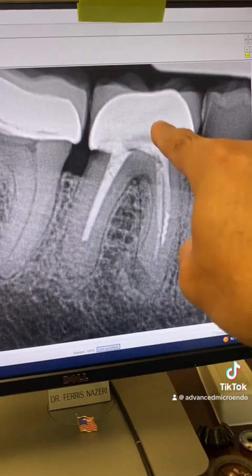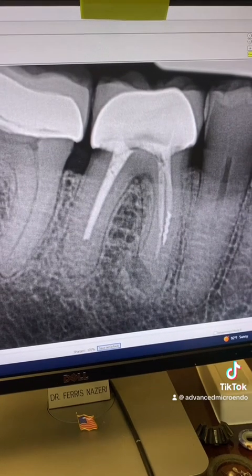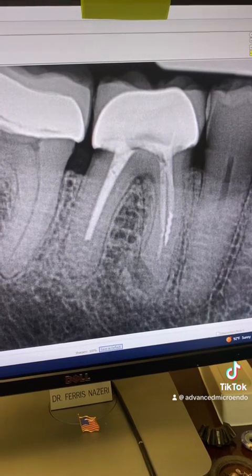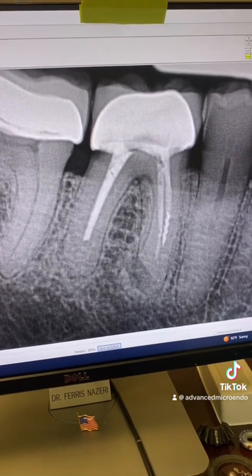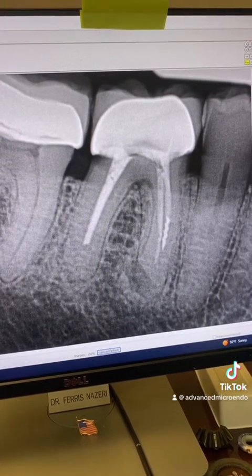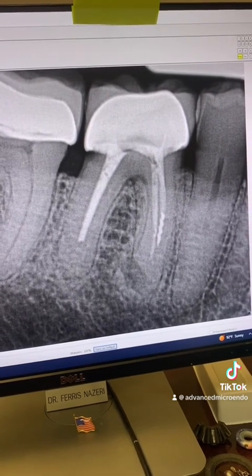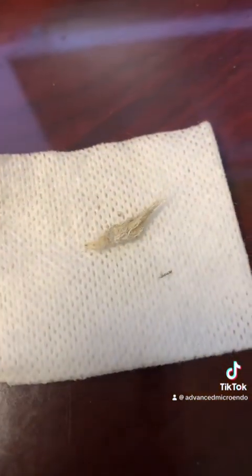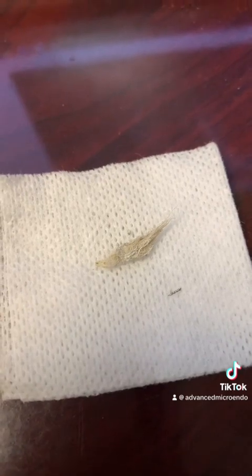So endo access was made through the PFM crown, and instead of finding permanent buildup material, I found Cavit and a cotton pellet in the pulp chamber. Once I removed the Cavit and found the cotton pellet in the pulp chamber, the cotton pellet was just soaked, just wet. And this is the actual cotton pellet that I pulled out.